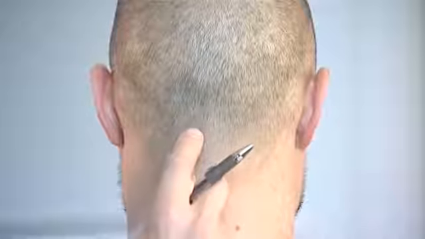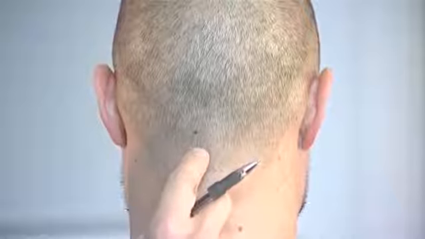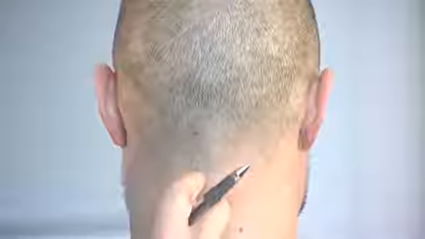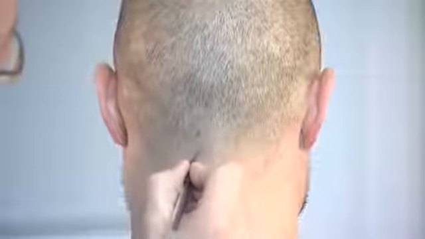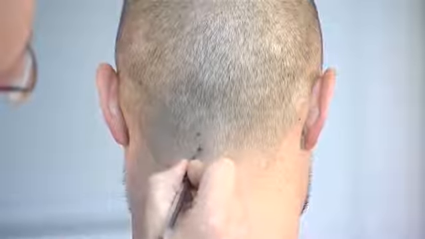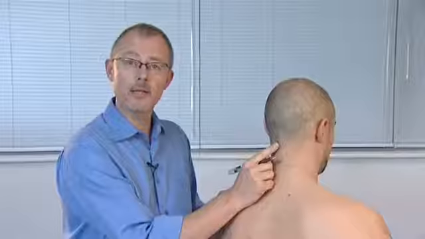Do15 is located half a cun inferior to Do16. It's on the posterior midline about halfway between Do16 and the posterior hairline. Be sure to mark this point directly on the posterior midline.